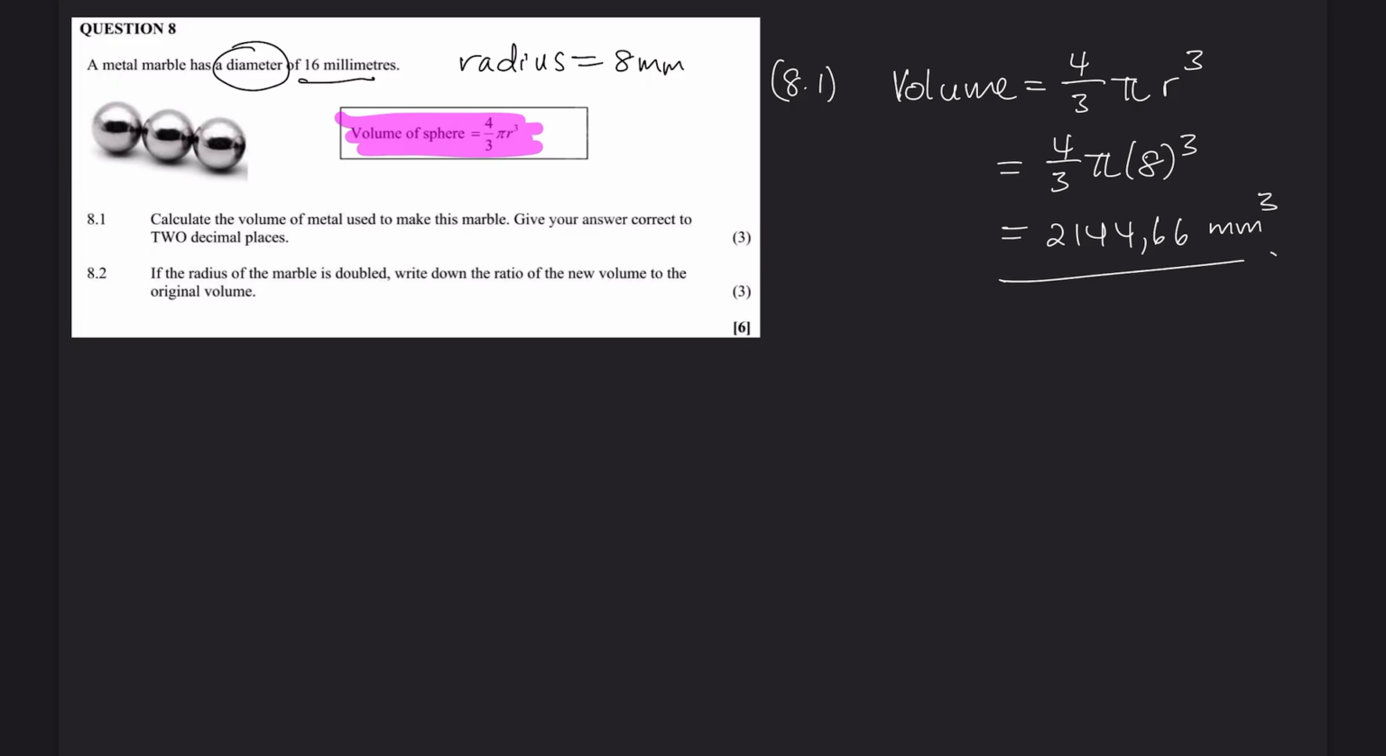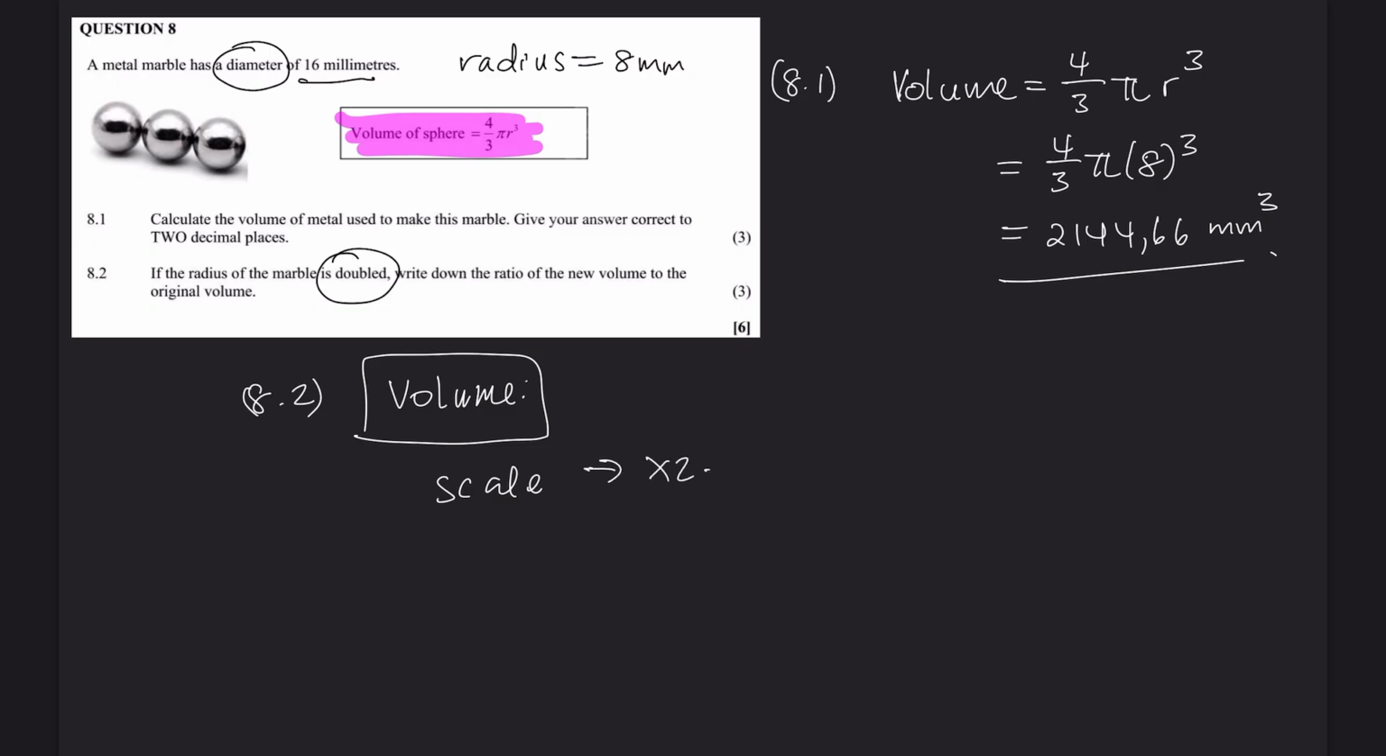Okay, question 8.2. If the radius of the marble is doubled, write down the ratio of the new volume to the original volume. So since we're talking about volume, let's figure out the scale factor. So they are doubling it. So our scale factor is going to be 2.